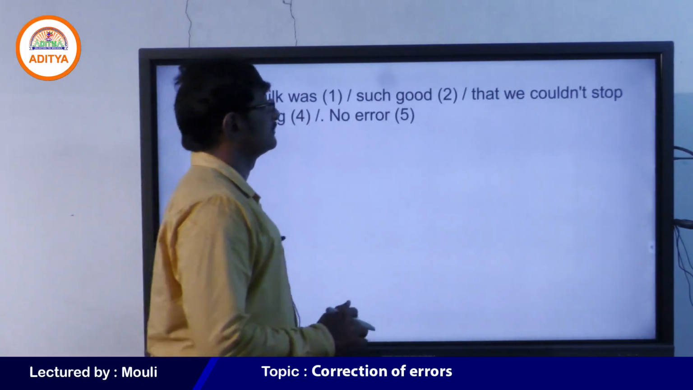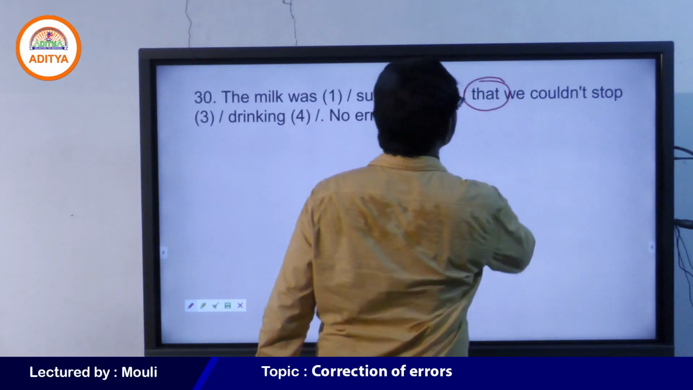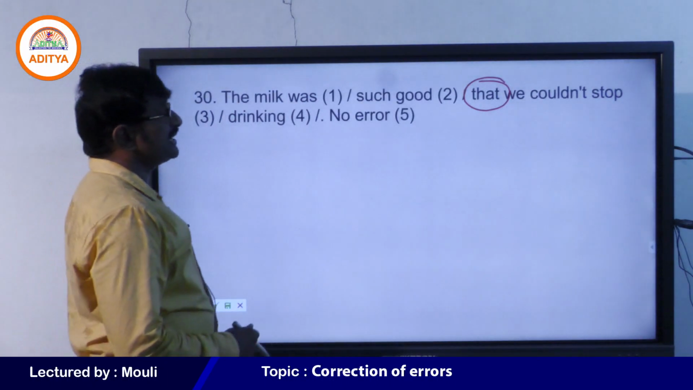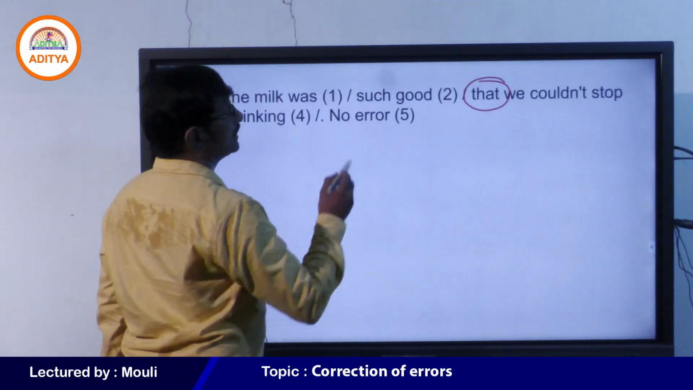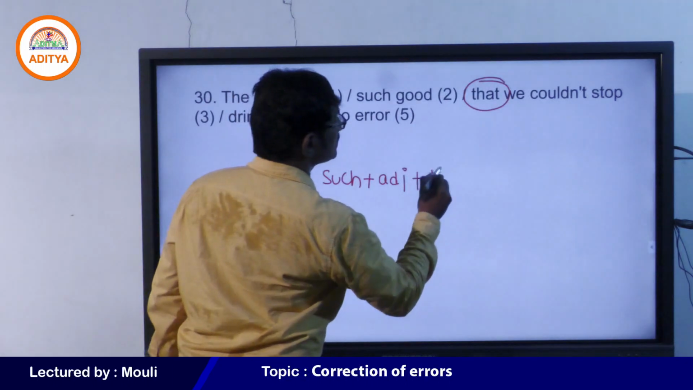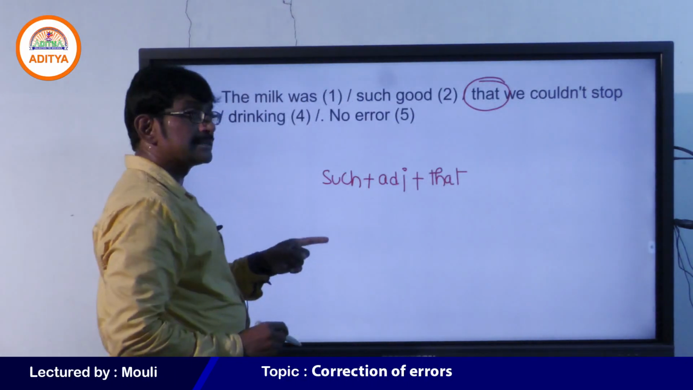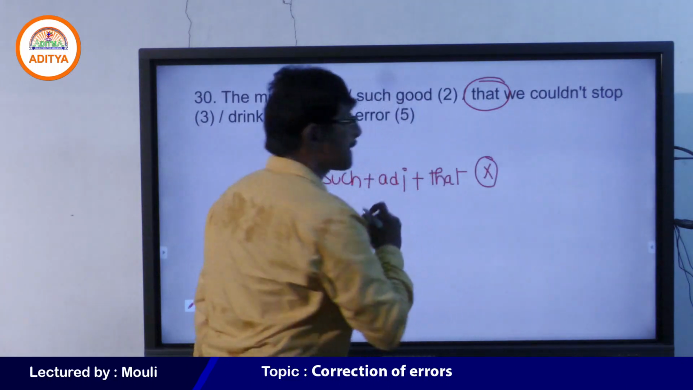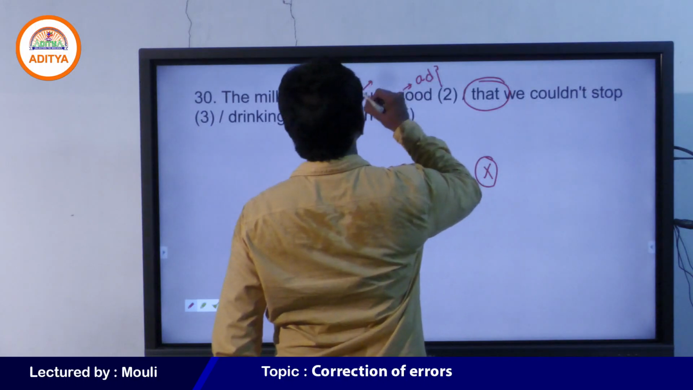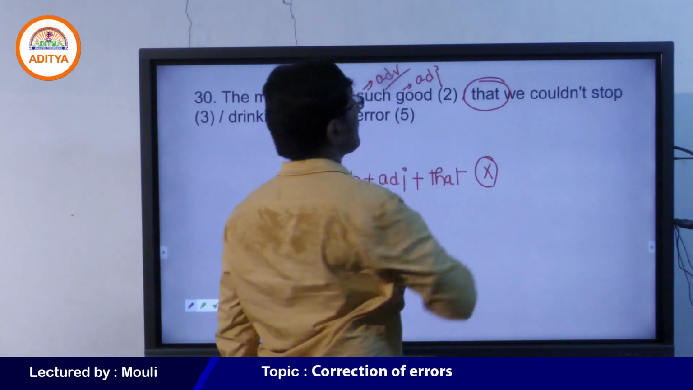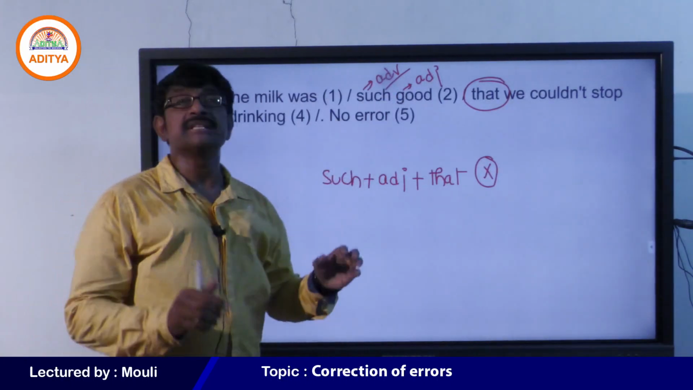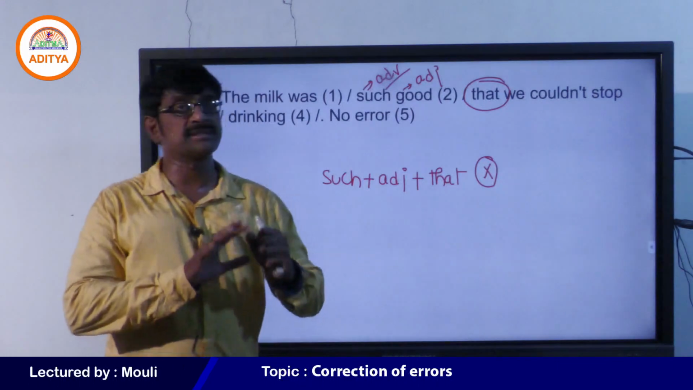Students, now let us see. Okay. Whenever we say such, of course, such plus adjective plus that is not correct, students. Here, this is an adjective you take now. This is such. Such is an adverb here, you know. Good is an adjective. This combination is not correct.